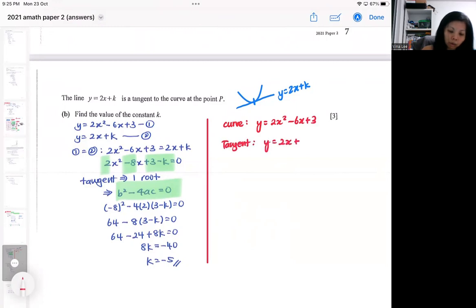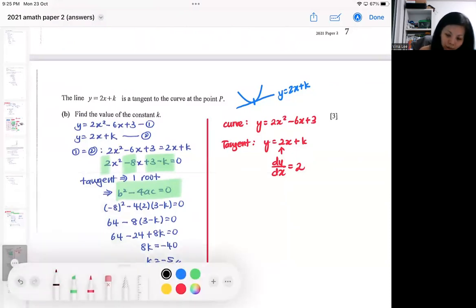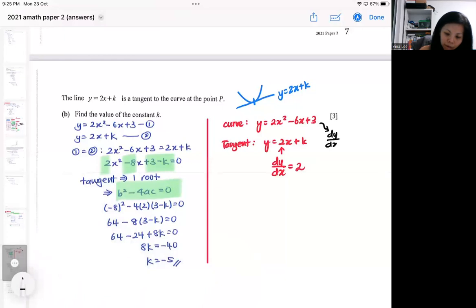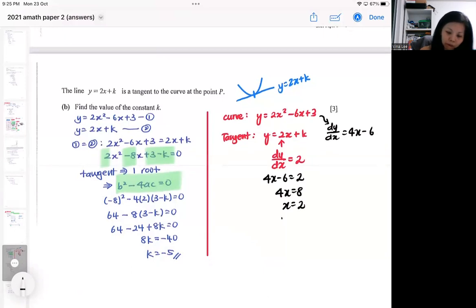Some students will deduce that this is the gradient of the tangent, which is correct. The gradient of the tangent is dy/dx. If you are thinking along this way, you are correct also. So dy/dx equals 2. How do you make use of dy/dx? Your dy/dx comes from your curve, which gives 4x minus 6. So you execute dy/dx equals 2, and you will get the coordinate P.